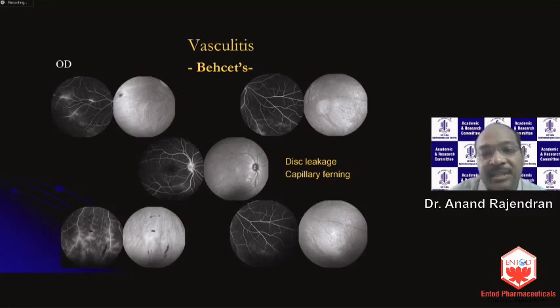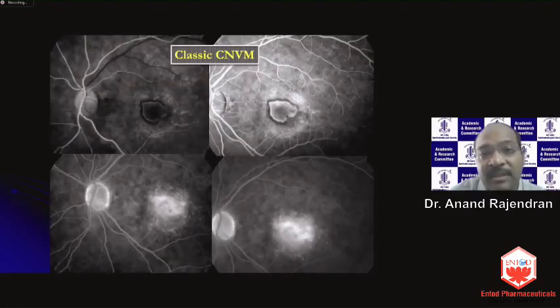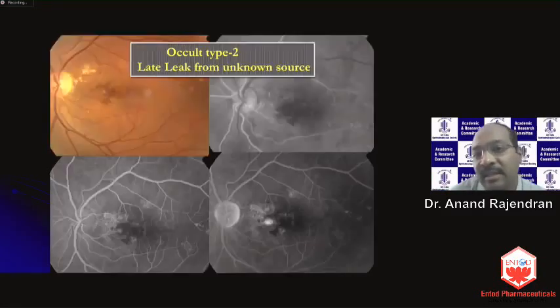Vasculitis, disc leakage, capillary fronding, Dr. Shahid already touched upon that. And macular neovascularization: the classic CNVM has this well-defined pattern, as you can see, so this is a great indication. The occult CNVM has two types: type 1, the fibrovascular PED, and type 2, late leakage from an unknown source.